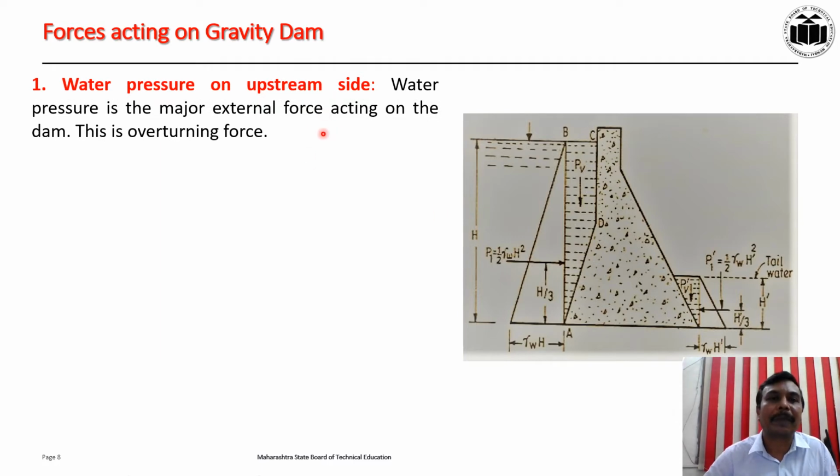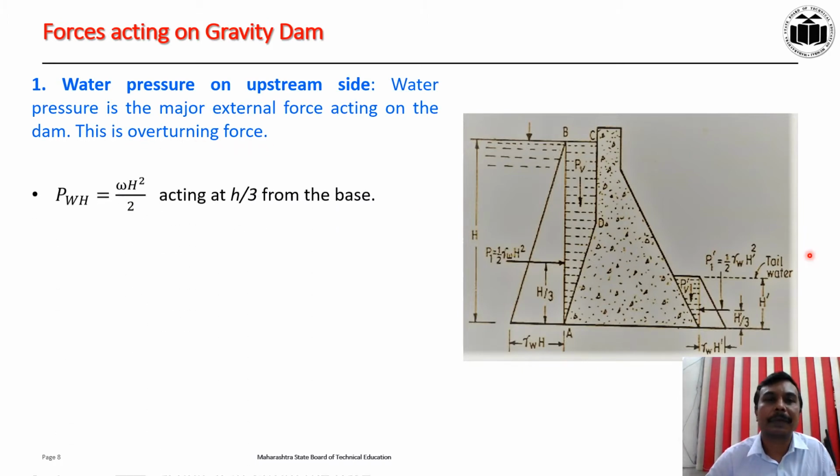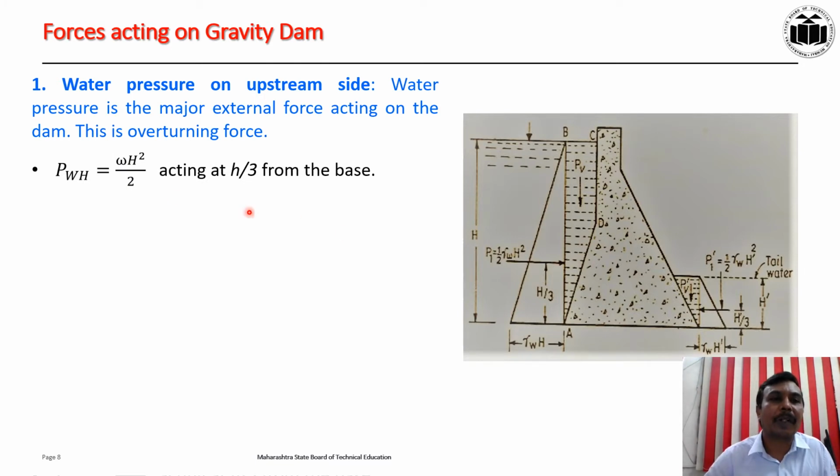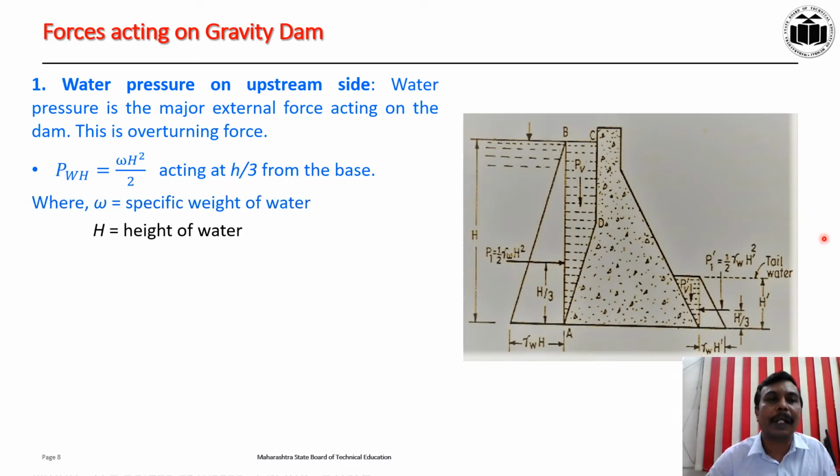Water pressure on the upstream side. Water pressure is the major external force acting on the dam. This is the overturning force. The magnitude of the water pressure is PW H equal to WH square by 2, and it acts at H by 3 from the base, where W is the specific weight of the water, H is the height of water.